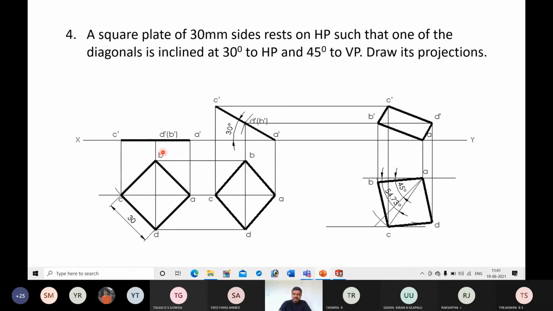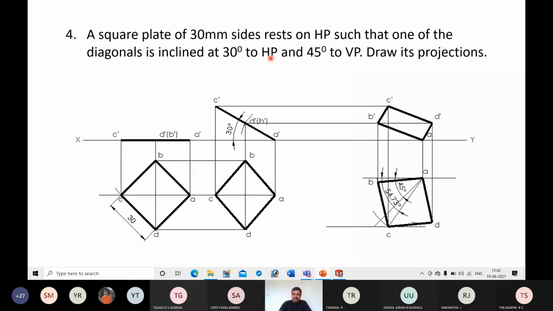The reason is, here we should satisfy two conditions. One is that one of the diagonals, in a square there are two diagonals, AC and BD, out of these two, one of the diagonals should be inclined at 30 degree to HP and 45 degree to VP.